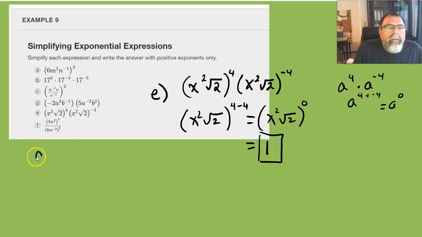A little tricky on that one. I was going to go all at it, work all that stuff out. I would have got to 1, but with a lot more work.